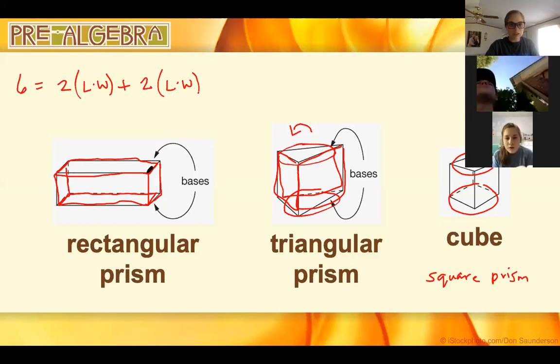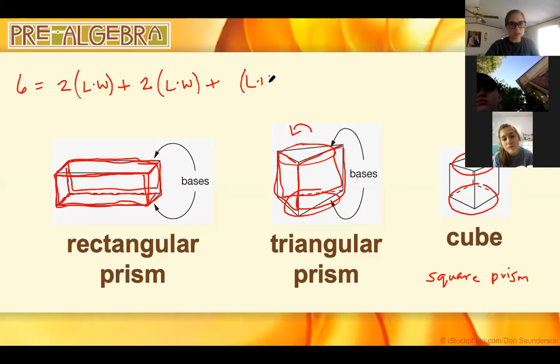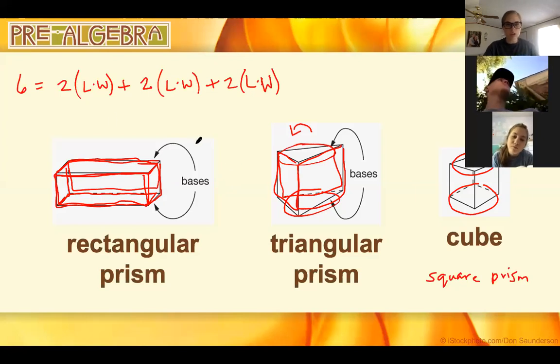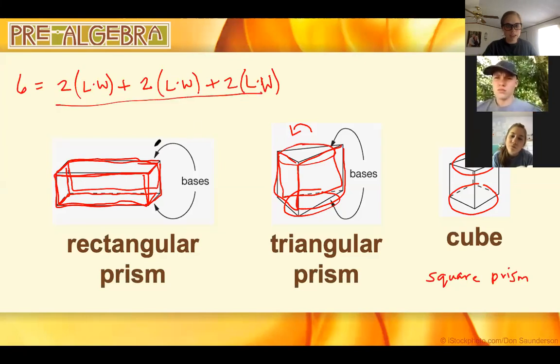And then we've got the long face right here. And we've got it on the other side back there too, which is also a rectangle. So it's length times width. And it's the same thing, so we can multiply that by 2 too. That will find the surface area.